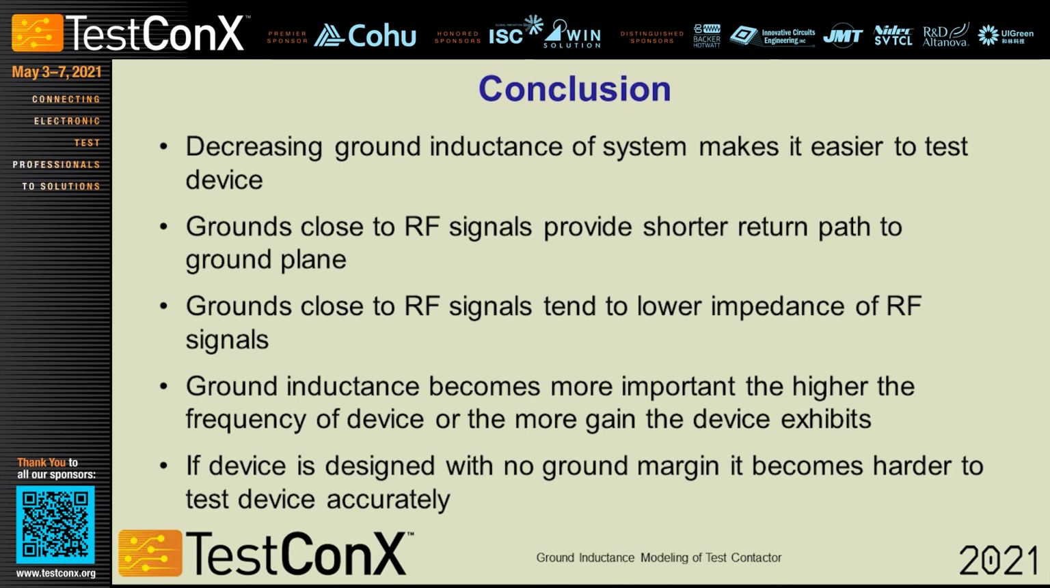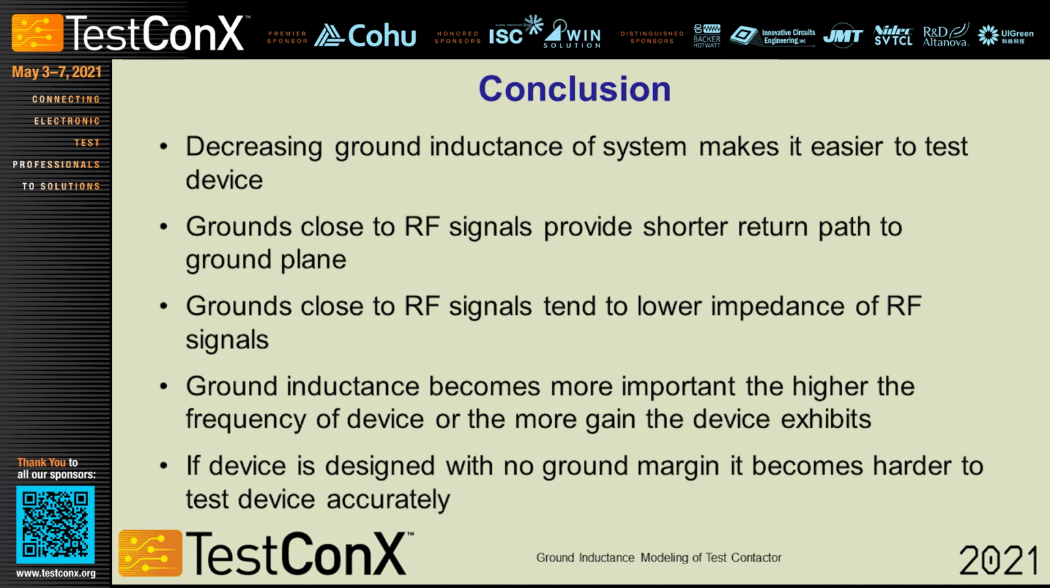Ground inductance becomes more important the higher the frequency of the device and the more gain the device exhibits. As you deal with higher and higher frequency devices, the ground inductance becomes a bigger player and, if it's not low enough, it could actually cause the device to oscillate or not work. We've had lots of instances where a customer had a high gain device and maybe tried to get by with a standard contactor and then found that they had to move to Performance Plus or all metal type housing with coaxial inserts just because they needed a low enough ground inductance.